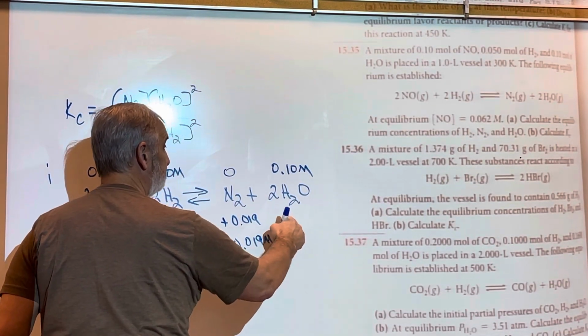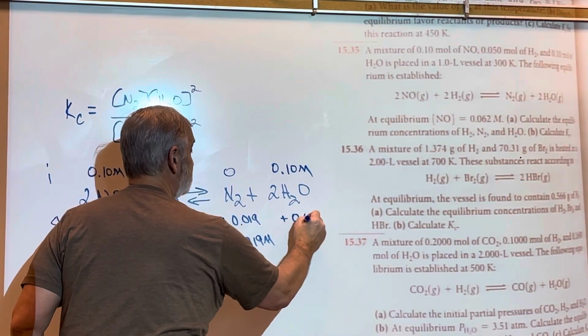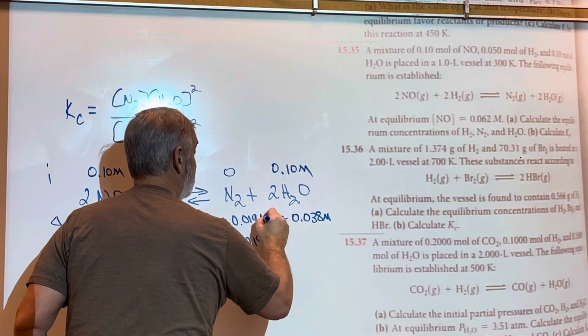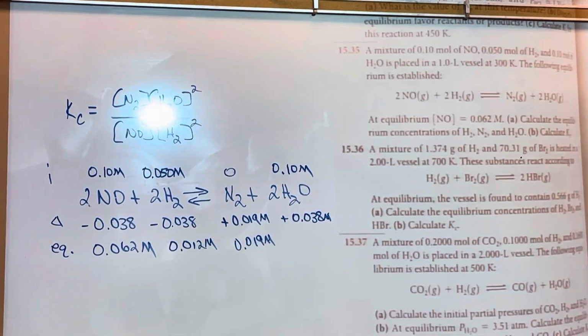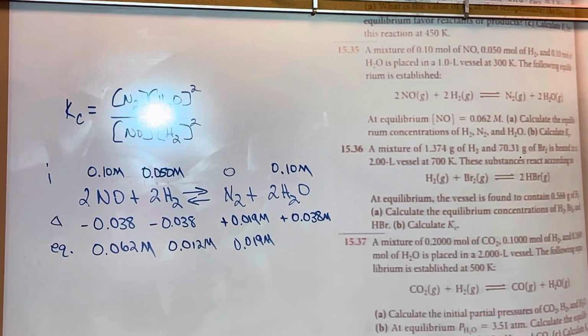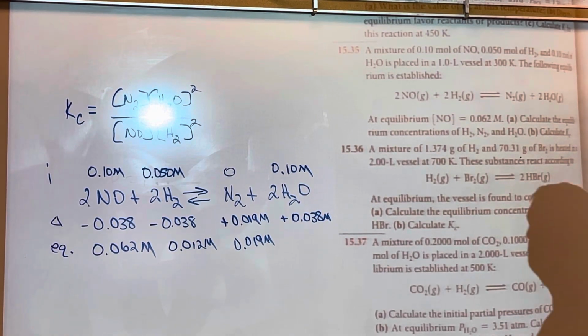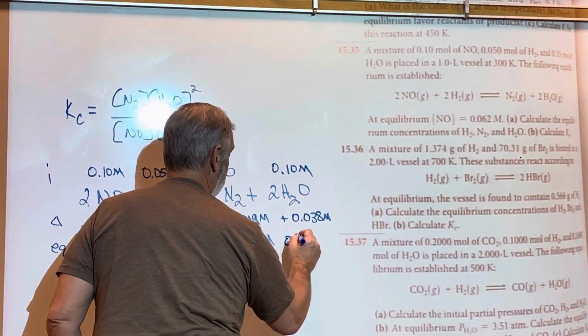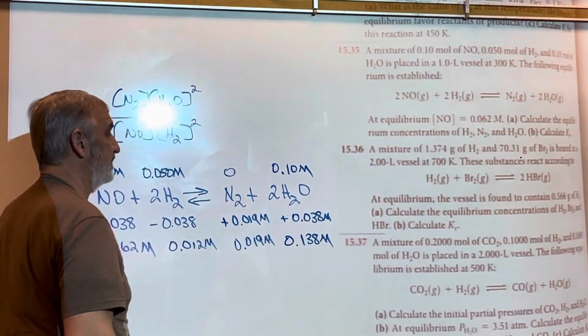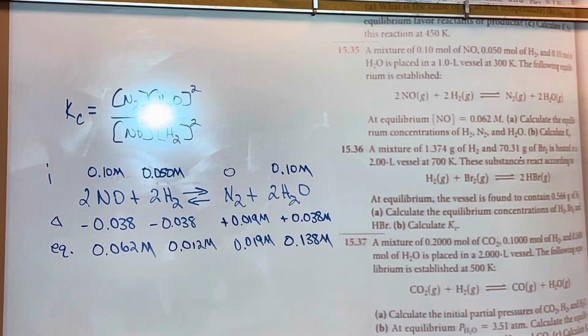And what about this one? Plus 0.038. Correct? So what's my equilibrium concentration going to be? 0.138. So now I know my 3 equilibrium concentrations. In a sense, they're still giving you the equilibrium concentrations, just not directly. Here, they just give it to you directly. Here, they're making you work for it just a little bit.